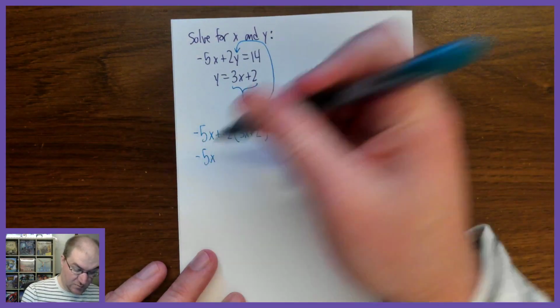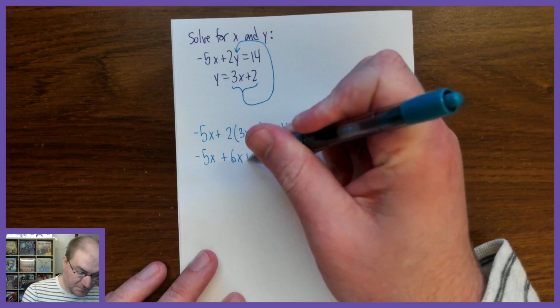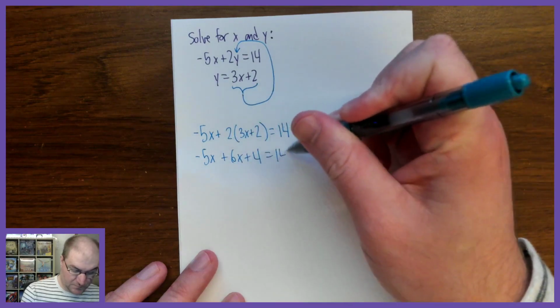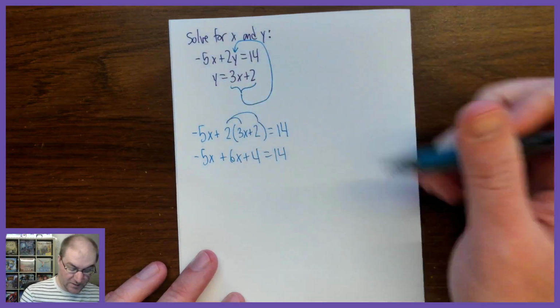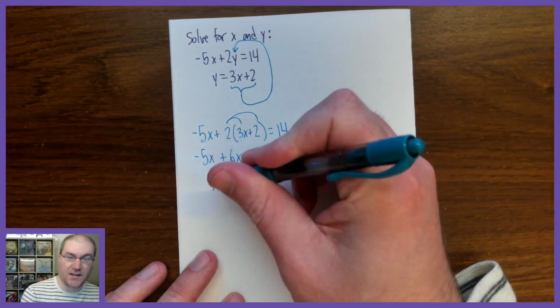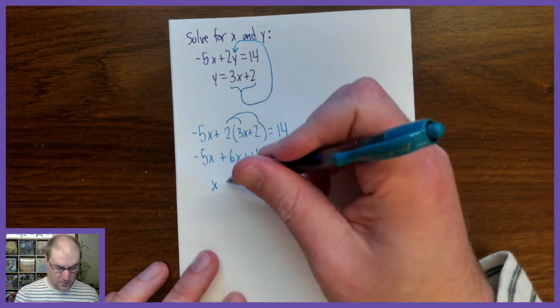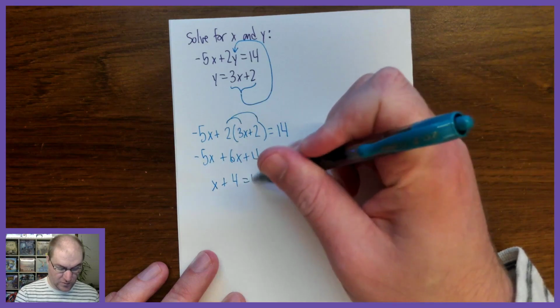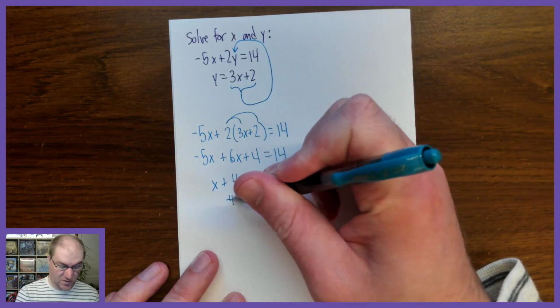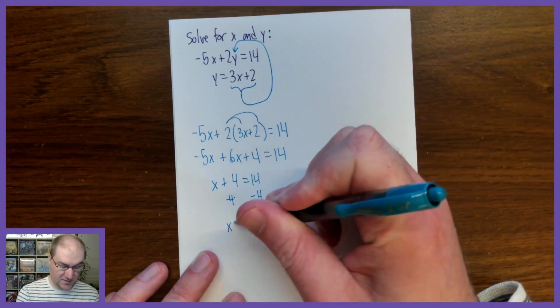So let's use our distributive property. And then let's combine like terms. 6x minus 5x is x. Plus 4 equals 14. Last step is to subtract 4 from both sides, and we get x equals 10.